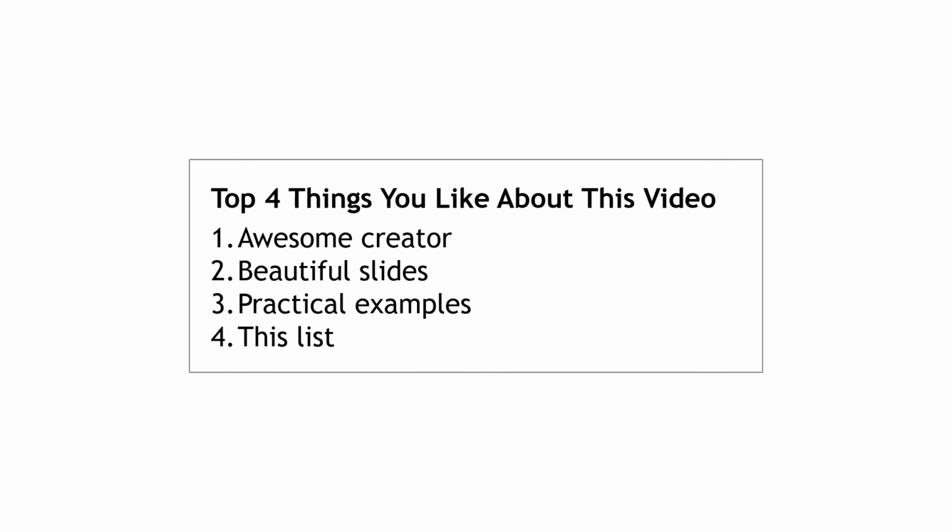Now take a look at how shapes and contrasting shapes can improve something as simple as a list. Here's a list that I made up, top 4 things you like about this video. In this form, it's just a simple list, like a million other lists that you've seen. You'll notice the principle of alignment and proximity are already taken care of here, so how can we make this better with shapes?